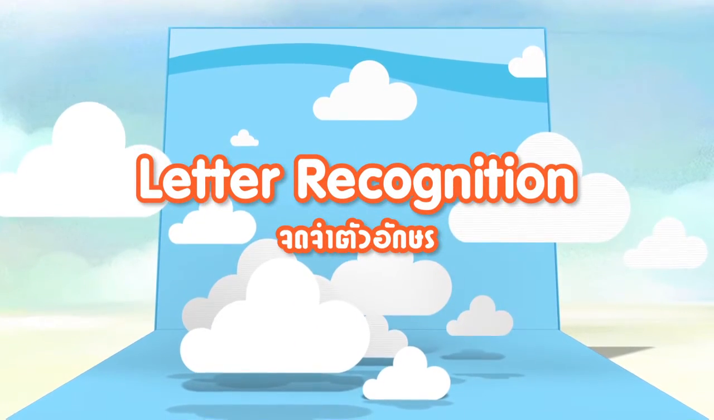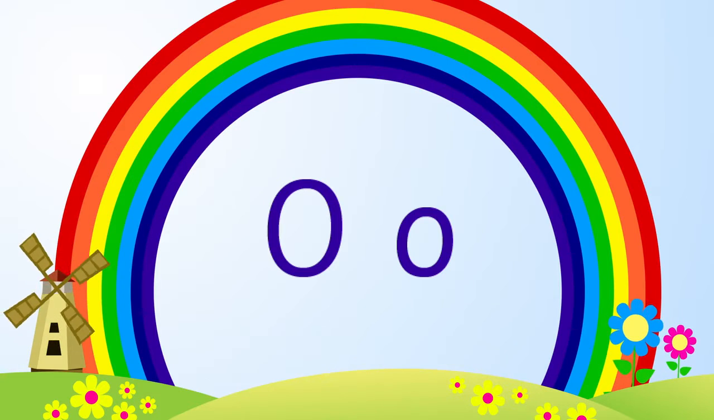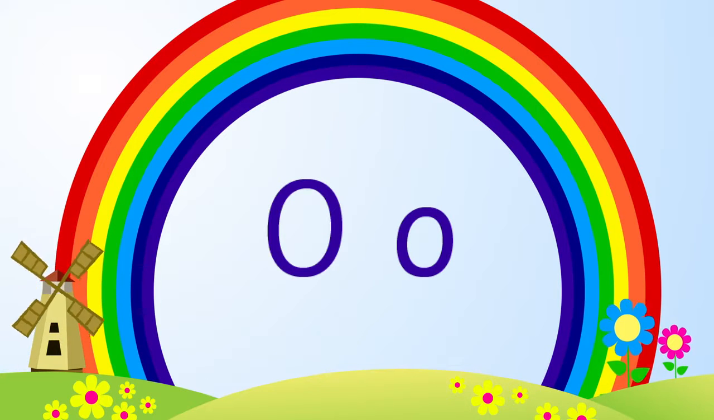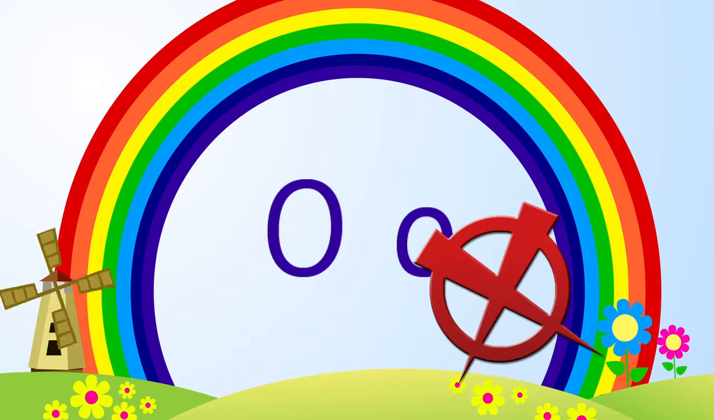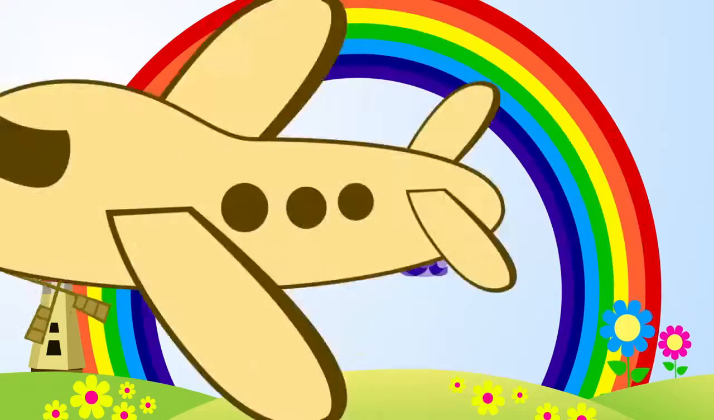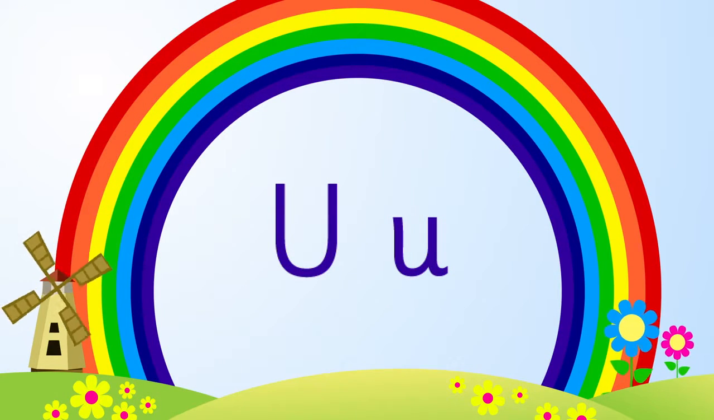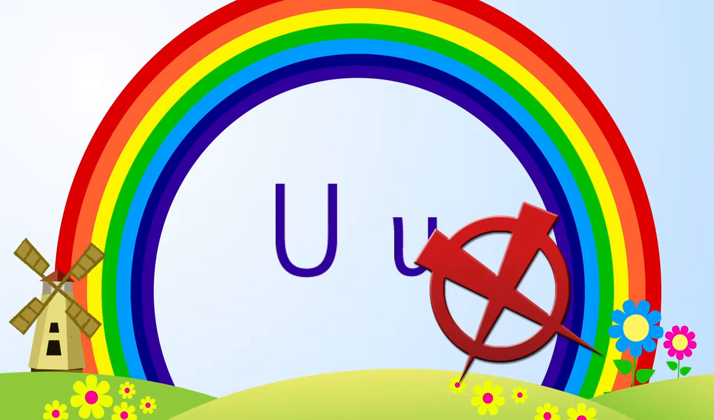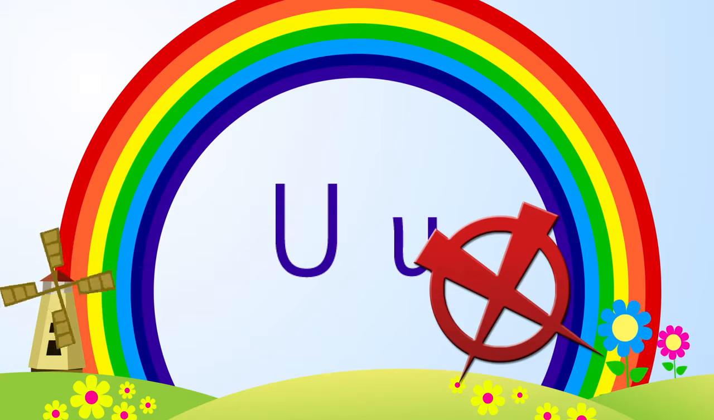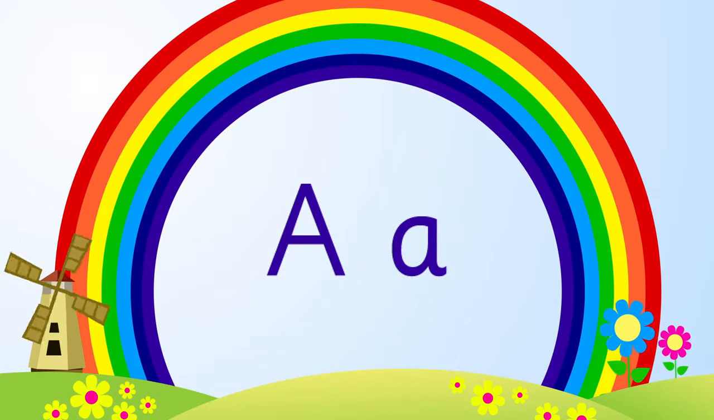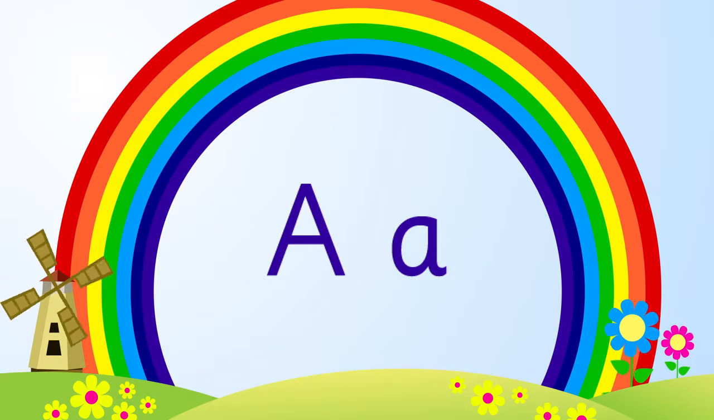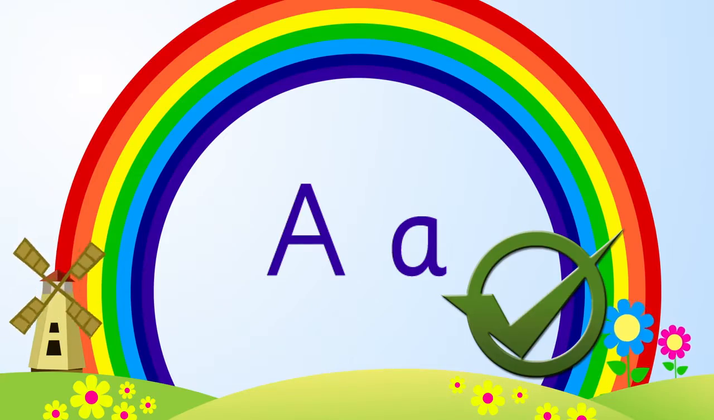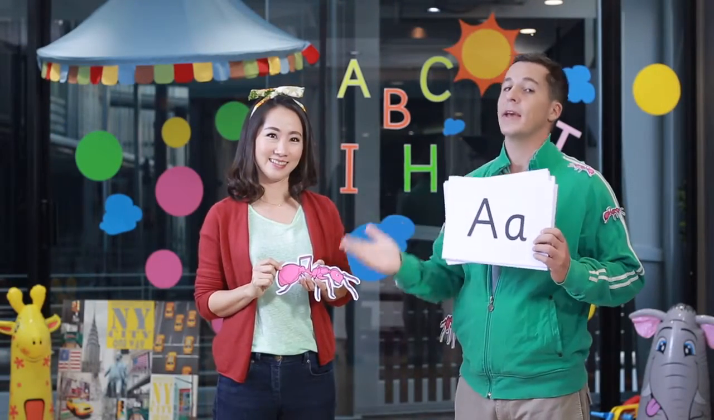Letter Recognition. Is this letter A? Nope. That's an O. Maybe this? That's a U. I give up. One more try. Is this letter A? Yes! This is letter A. And A makes the word ant.